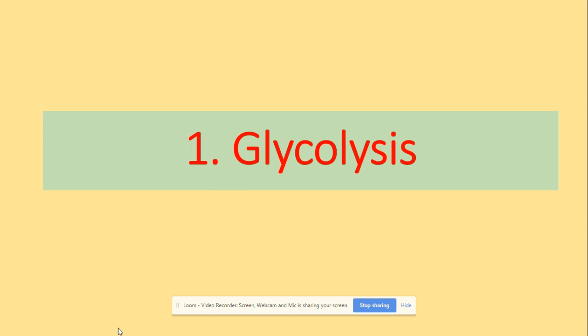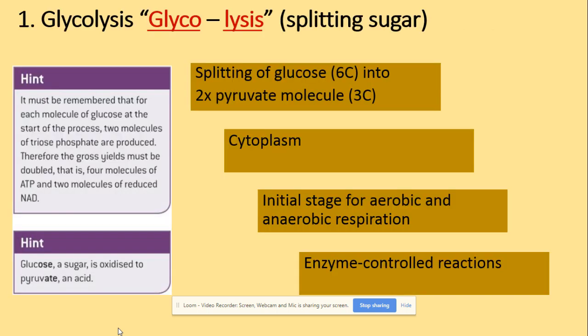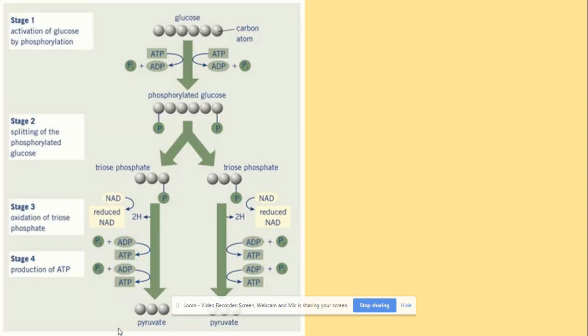Glycolysis. In the cytoplasm, the process of glycolysis, as the term says, is the splitting of glucose. And the final product of this splitting is two molecules of pyruvate. So glycolysis takes place in the cytoplasm. It's the initial stage for both aerobic and anaerobic respiration, and it's a reaction that involves enzymes.